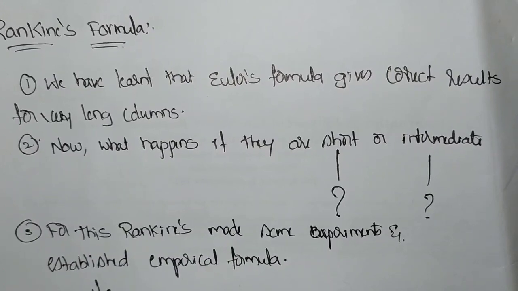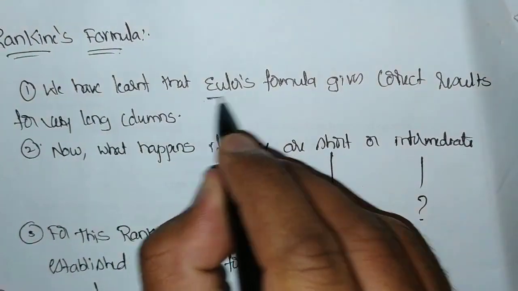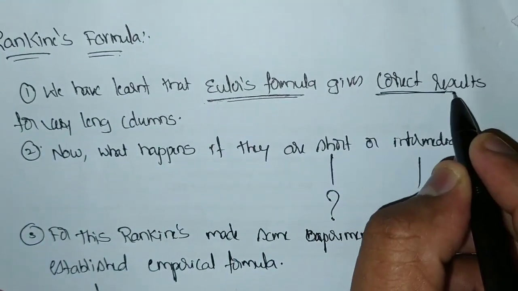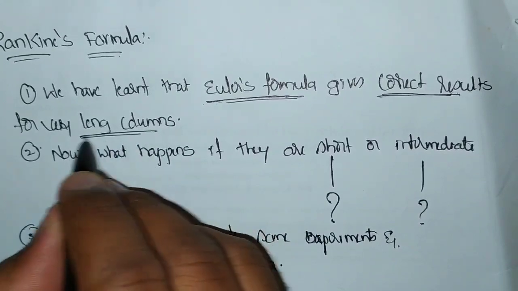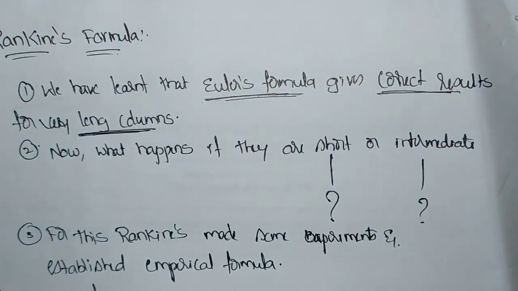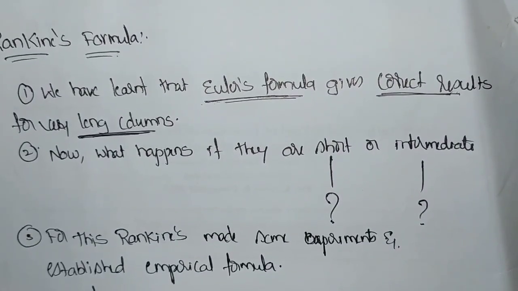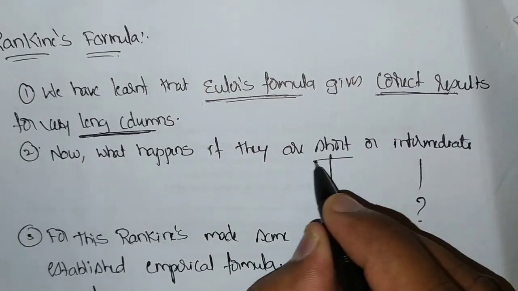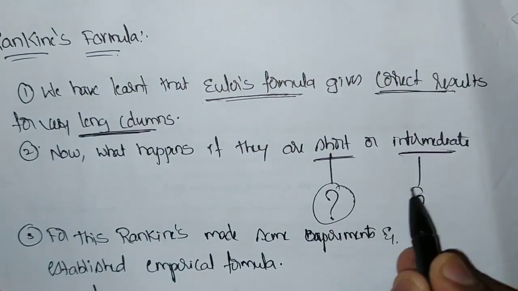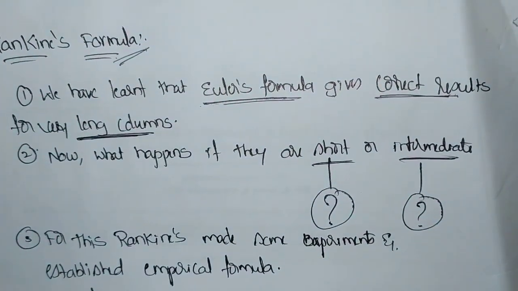In the previous derivations, we studied that Euler's formula gives correct, exact results for very long columns. But what happens when short and intermediate columns come up? That we are going to study with respect to Rankine's formula.